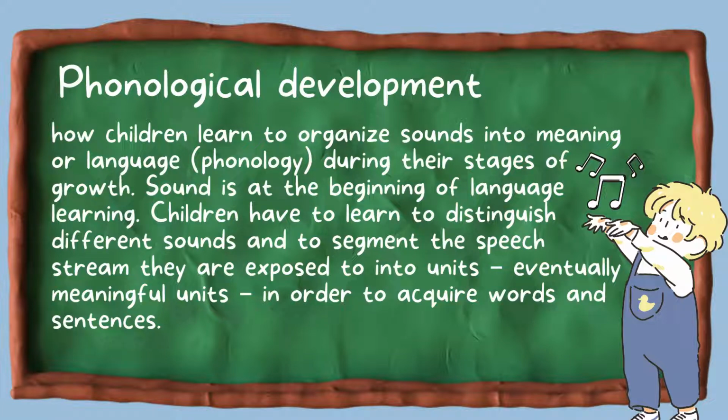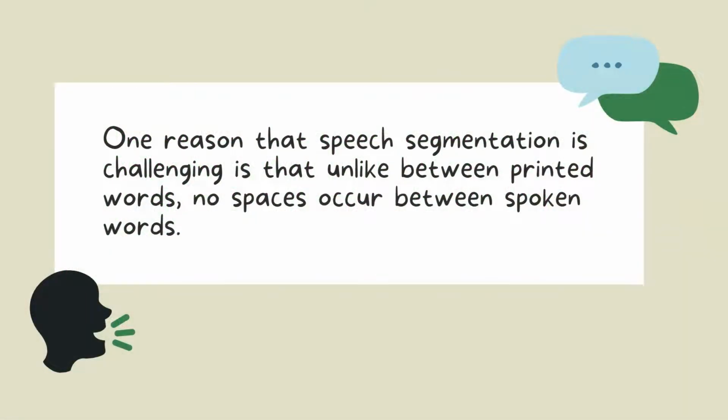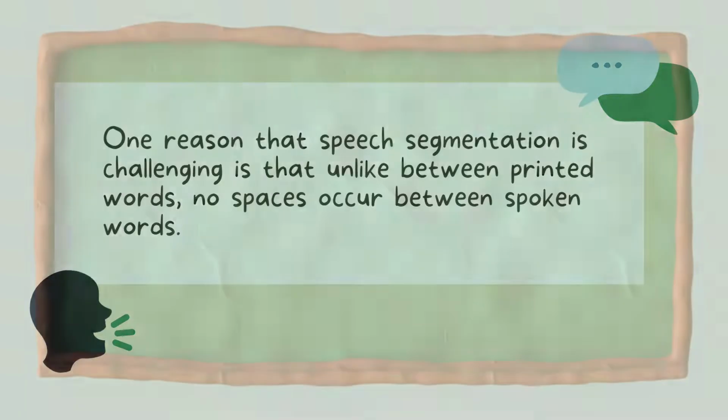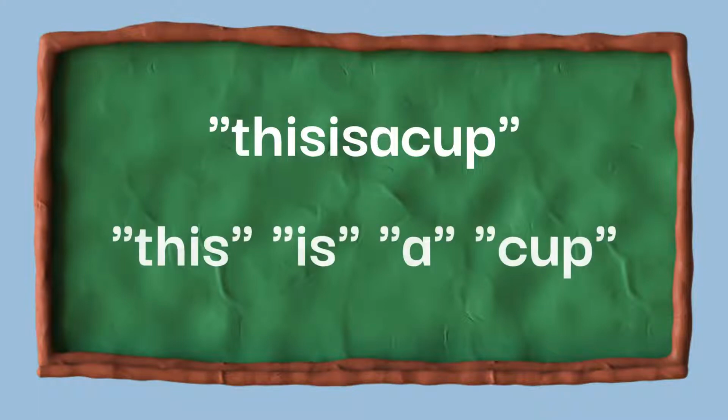Children have to learn to distinguish different sounds and to segment the speech stream they are exposed to into units in order to acquire words and sentences. One reason that speech segmentation is challenging is that, unlike between printed words, no spaces occur between spoken words. Thus, if an infant hears the sound sequence "This is a cup," they have to learn to segment this stream into the distinct units: "This is a cup."